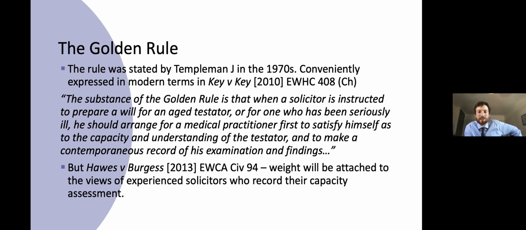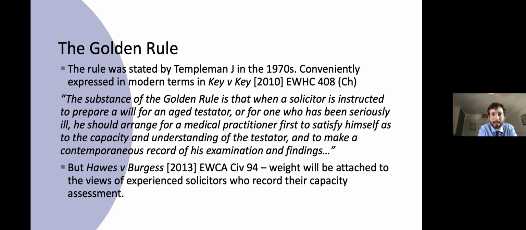And the golden rule is simply that if you are drafting a will for an aged testator, or a testator who has been seriously ill, or if you have doubts as to their capacity, then you should obtain the opinion of a medical expert at that time who can assess the testator and be satisfied that they do have capacity. They can then make a contemporaneous record of those findings, which can stay with the will file.